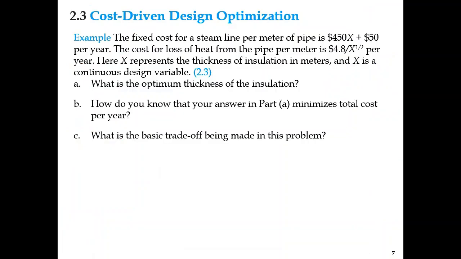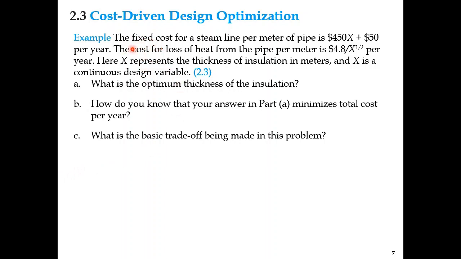At this point, we will talk about cost-driven design optimization. As engineers, we make designs, and these designs should be economically efficient and feasible. They should be justifiable so that we can implement those designs in real life. In order to explain this, first, I want to introduce this example, and let's try to understand what's going on first.